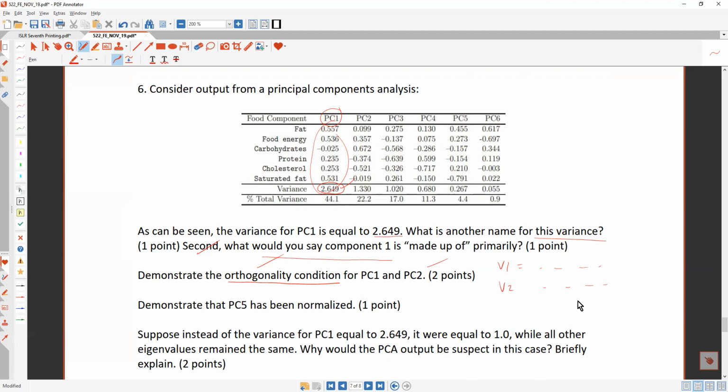Or again, you can do it by hand, but it may be more convenient to just set that up in R. But nowhere in there should you have any problems doing it in R, because you're not having to download any packages or anything like that. So in that way, the exam is not contingent on whether R is behaving properly and stuff like that. Demonstrate that PC5 has been normalized. Identify that that has been normalized.